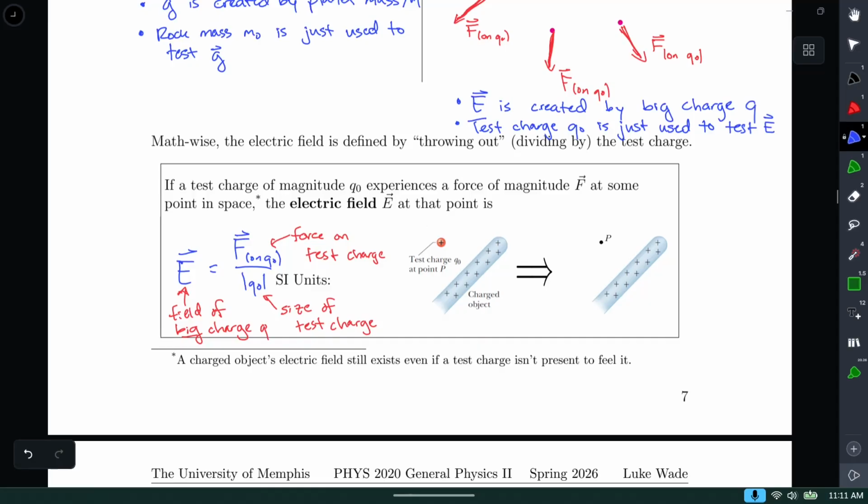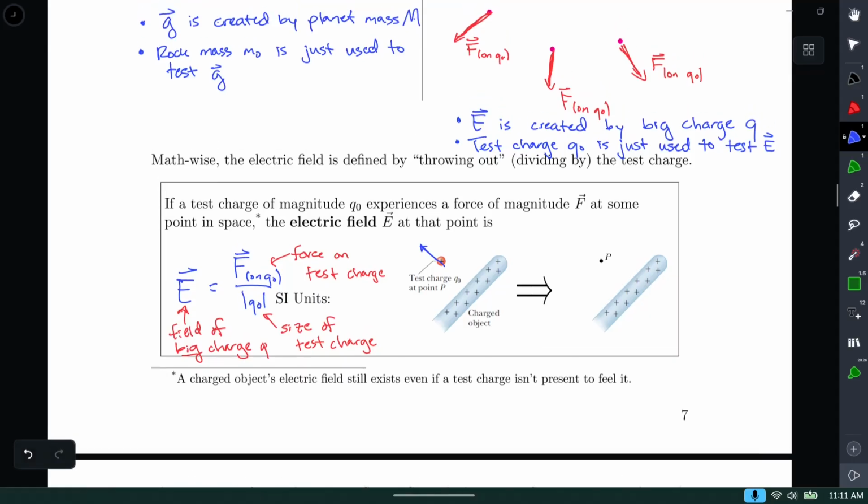And the diagram over on the right is just sort of showing the procedure I just talked about. You measure the force. If you divide by it, you get something that is strictly a property of the thing you're holding that little charge up to. In this case, this is like a PVC pipe.